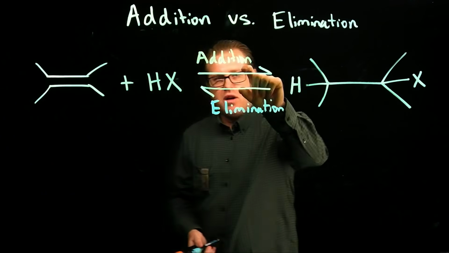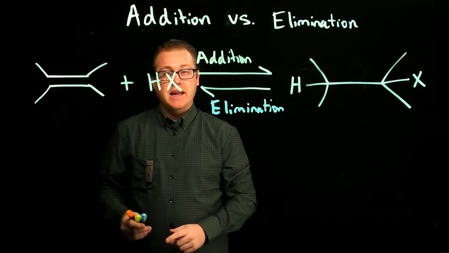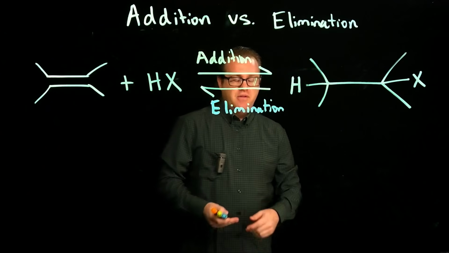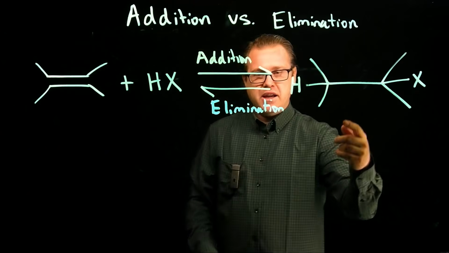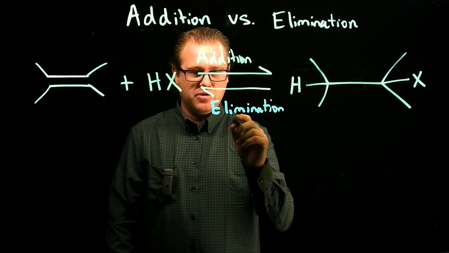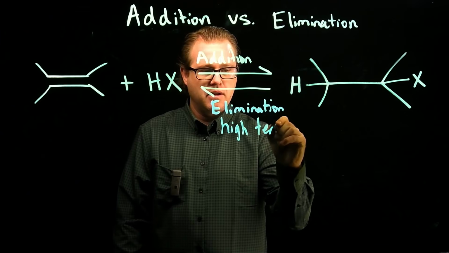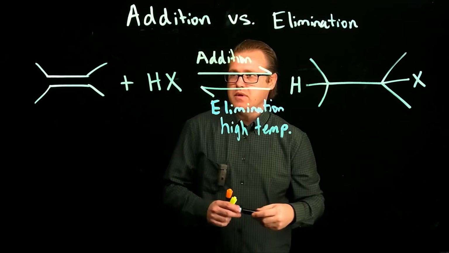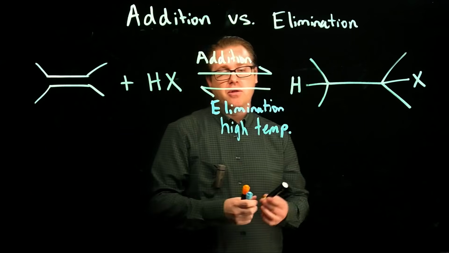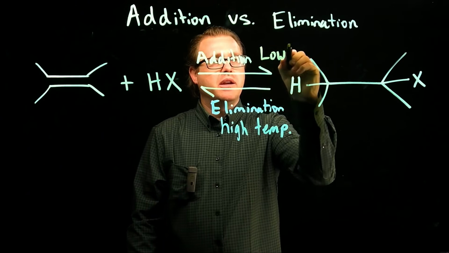And you can see that I've drawn equilibrium arrows. Now this equilibrium here is temperature dependent. If you want to do an elimination, we want high temperatures. We want some heat, so we'll just say high temp. But if you want to do an addition reaction, you typically do those at cooler temperatures. Or we could say low temp.